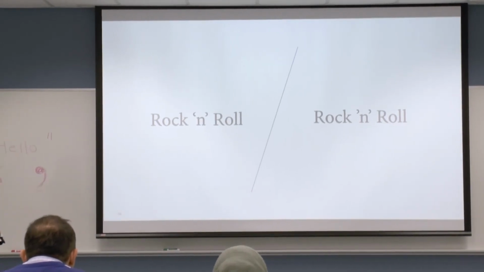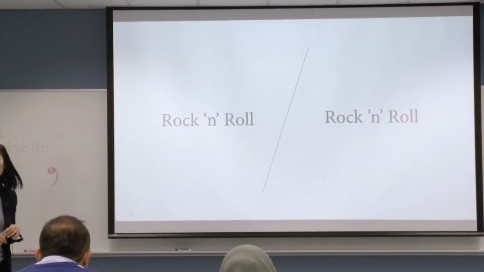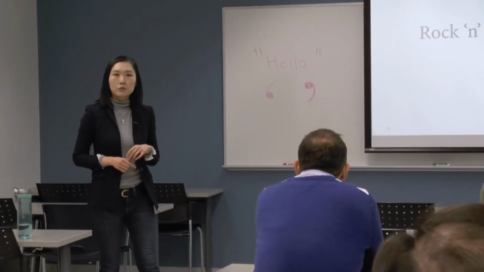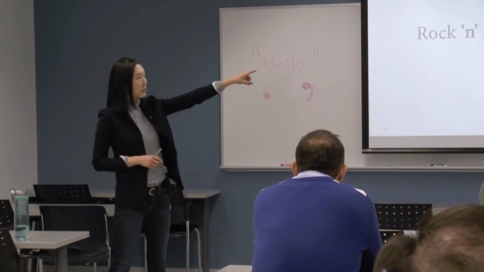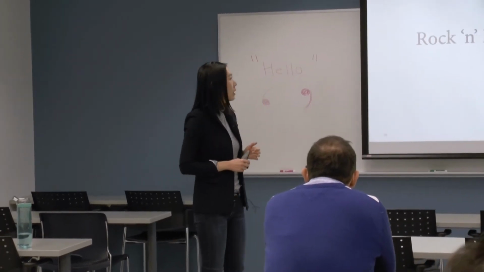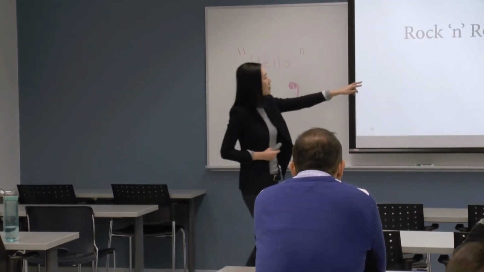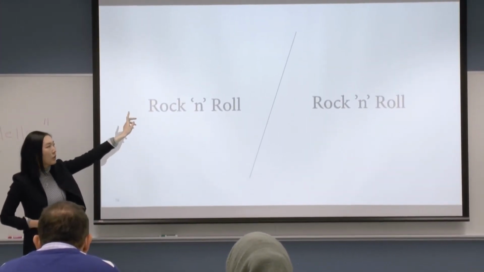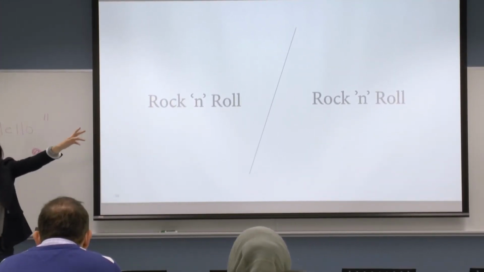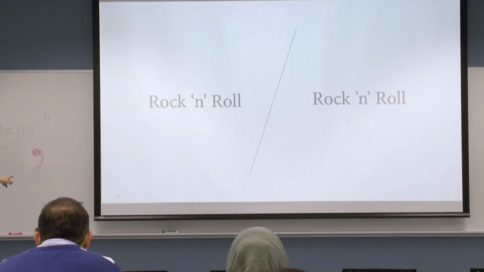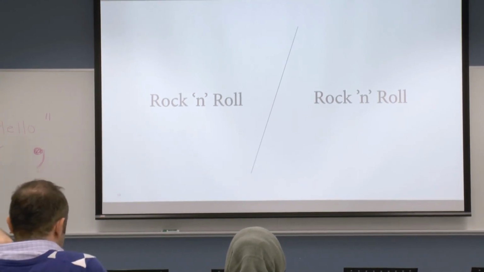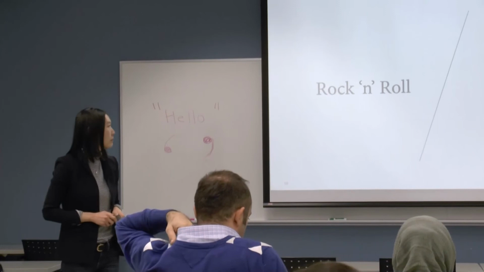Every time you insert an apostrophe, it just means you're replacing a character. In this case, I'm replacing the A and the D. I see this sometimes, right? Rock and roll. So if you want to remember, the way to do it correctly is that the apostrophe always looks like lines. So the right one is the correct way to use it.